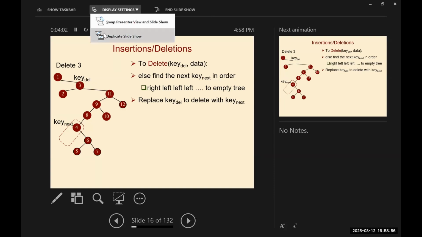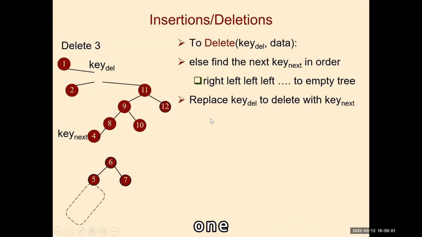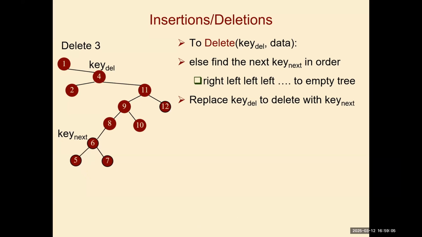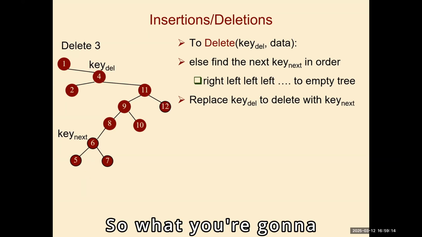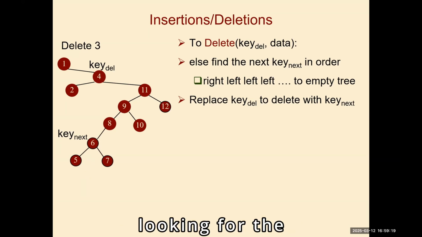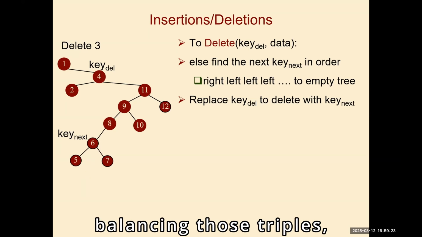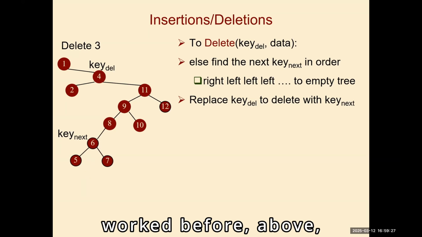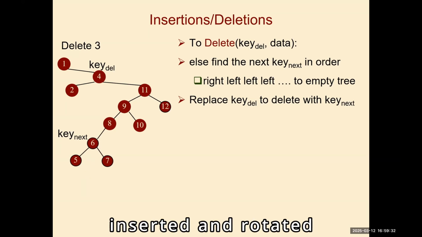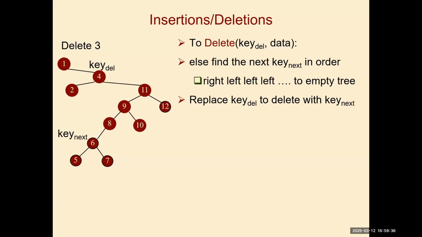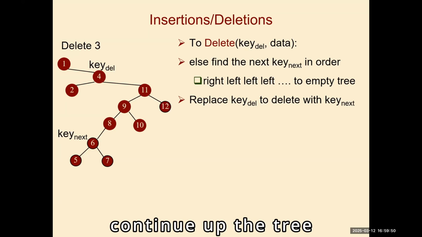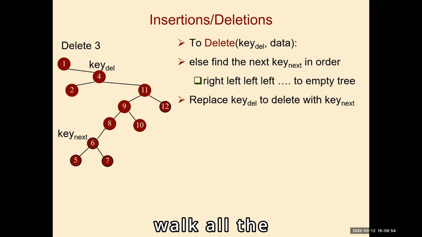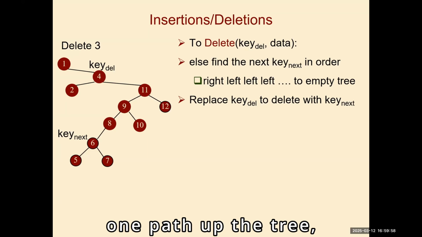So now we've made the tree one shorter, right? And so that might have made it not an AVL tree anymore, right? So what you're going to do is walk up the tree looking for the first mistake and then finding those triples and balancing those triples, right? Now, the reason it worked before above was because when we inserted and rotated, the tree didn't change heights, right? But here, when you delete and rotate, it fixes the problems here, but the height might have gotten one smaller. So you have to continue up the tree and find more mistakes and rotate them. So you have to walk all the way up the tree fixing mistakes, but it's still one path up the tree, right?